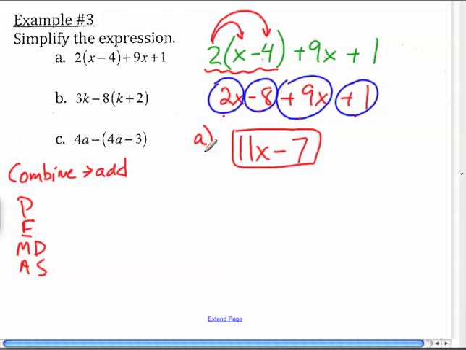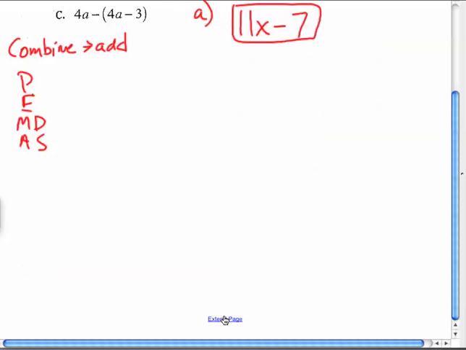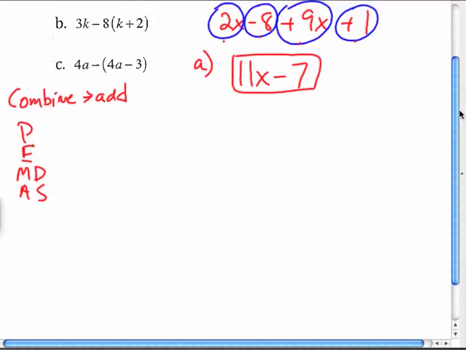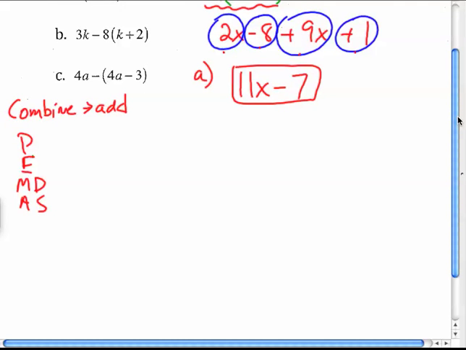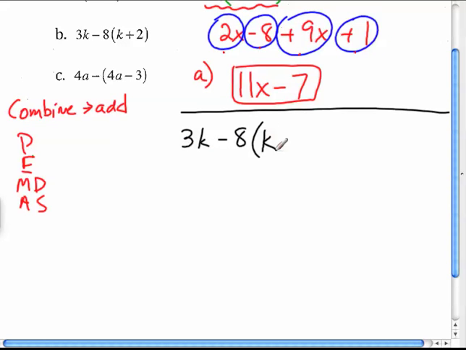Well, let's look at B. I'm going to give myself a little more space here, and I'll use black on this one. I'll draw a line here. I'll do 3k minus 8 times the quantity k plus 2. PEMDAS again, you know I've got to multiply. And remember, the sign in front of the number stays with the number. So I bring down the 3k, and negative 8 times k is negative 8k.